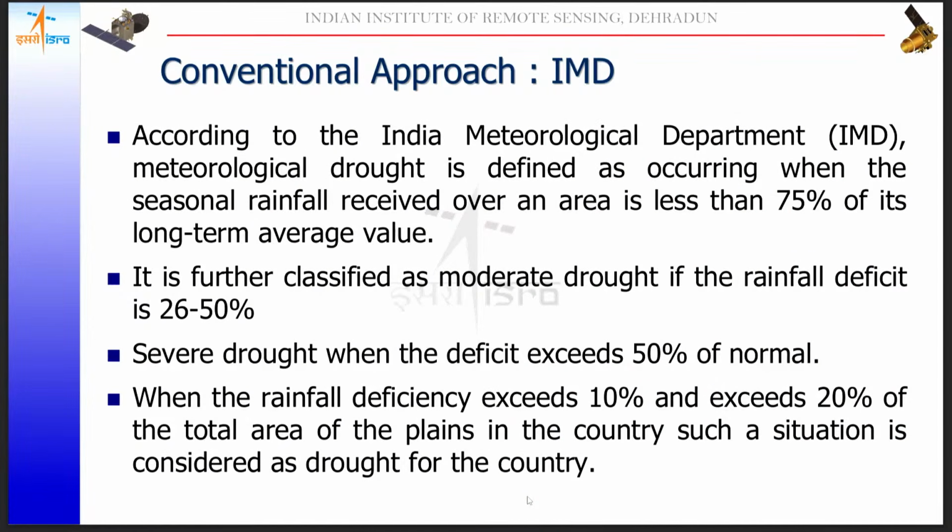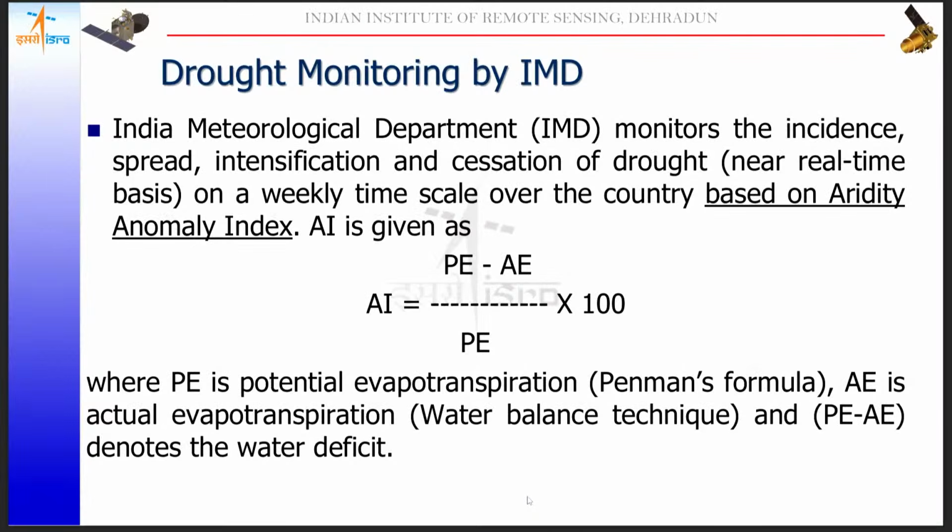Now we come to the evaluation, or computation, side. The very first I am discussing here is the conventional approach by IMD, the India Meteorological Department, which basically does this calculation based on the LD anomaly index, which is solely dependent on rainfall data sets, as mentioned in this particular slide. Drought monitoring by IMD is done by calculation of the LD anomaly index, which is on the basis of potential evaporation and actual evaporation.